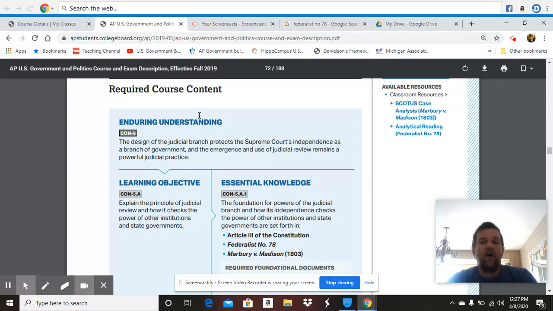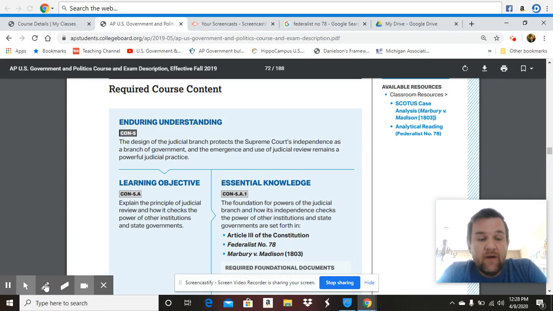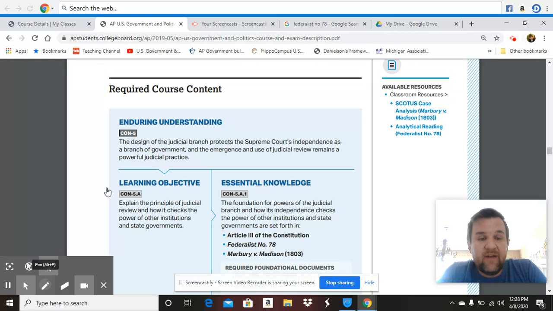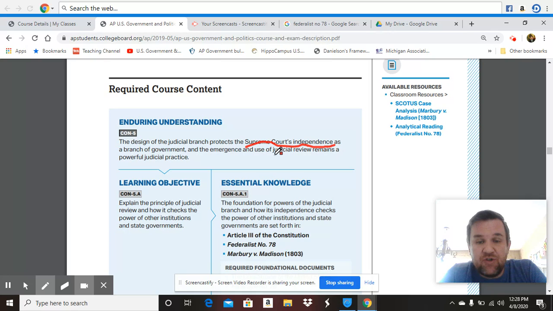And the required course content, the enduring understandings, these are really important, right? This is basically the design of the judicial branch protects the Supreme Court's independence. So we're looking at really the Supreme Court's independence as a branch of government and the emergence and use of judicial review. Right? Two key concepts of the Supreme Court. So the Supreme Court's independence as a branch of government and the emergence of the judicial review remains a powerful judicial practice.